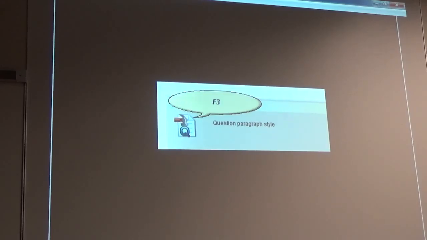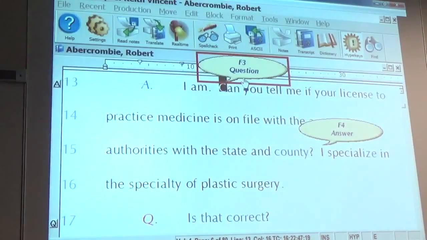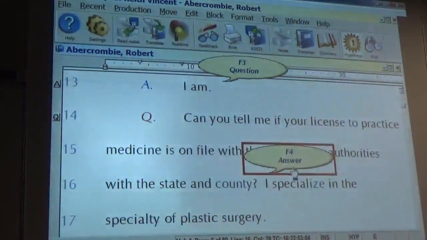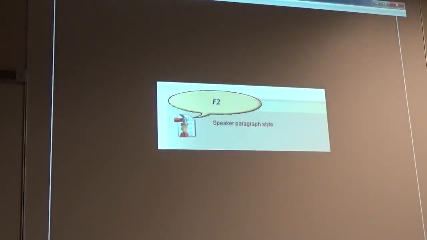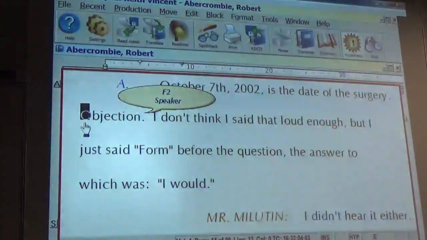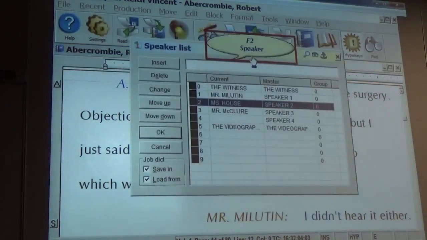Did it undo it? Oh, I locked my computer. Yeah. F3 is for the question paragraph, and F4 to insert an answer paragraph. Here I need a question. Here I need an answer. Oh, yeah. F2 is for speaker paragraphs. This should be a speaker paragraph. F2. The speaker table opens. I'll press 2 for Ms. House.